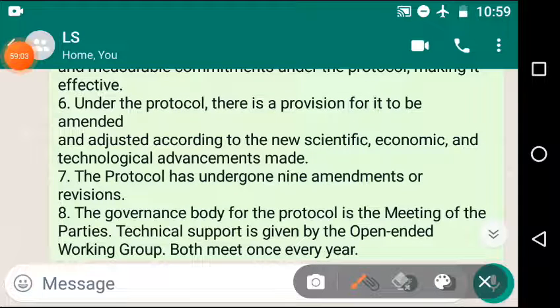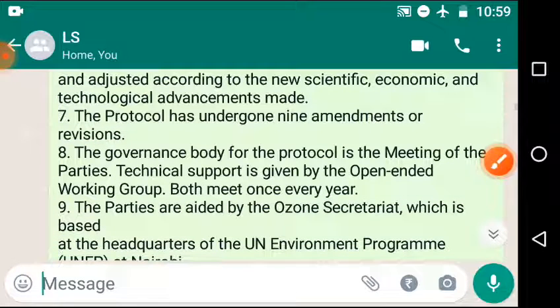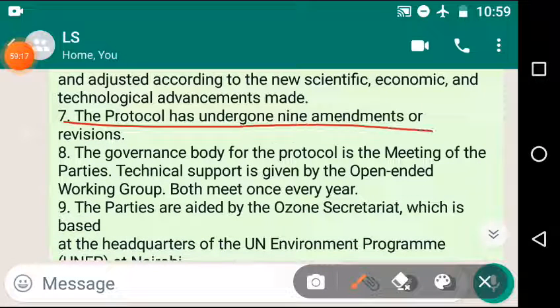So some provisions, some amendments have been made in this Montreal Protocol, and they are adjusted according to the new scientific development, economic and technological advancement. The protocol has undergone 9 amendments or revisions. 9 times it has been updated. In your language you can say it has been updated 9 times.